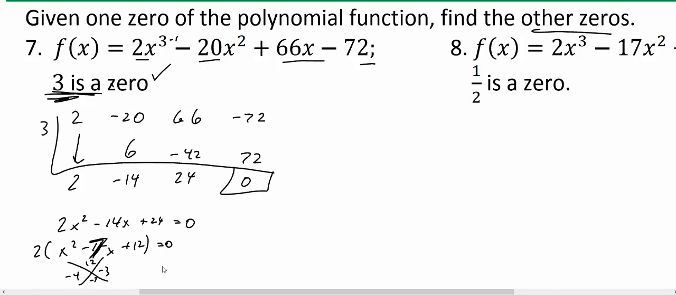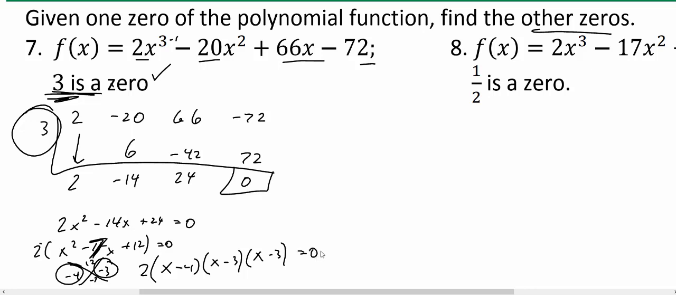So that's 12 and negative 7: negative 4, negative 3. I'm going to skip some steps here, but you get the 2 from the beginning times x minus 4 from here times x minus 3 times this is also x minus 3 equals 0. So it says find the other zeros.